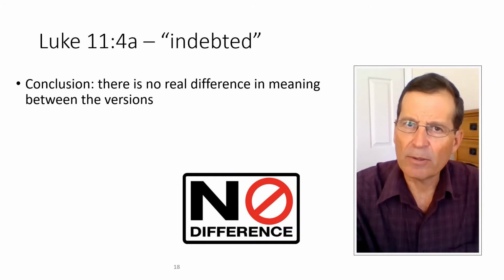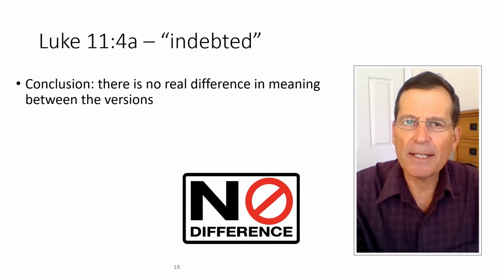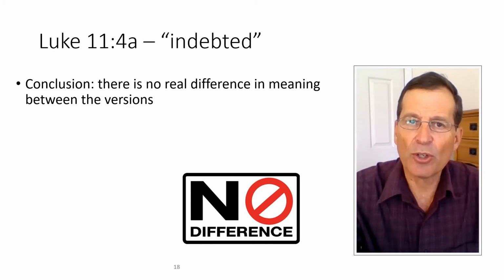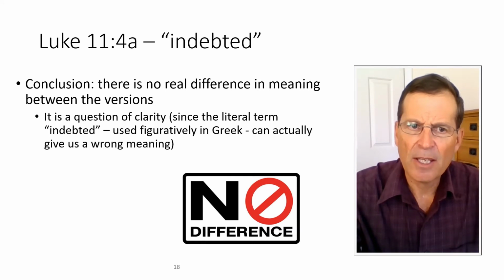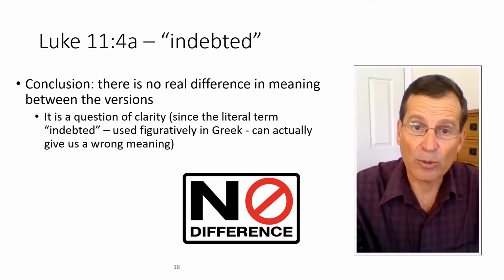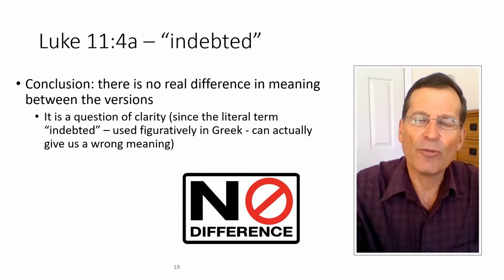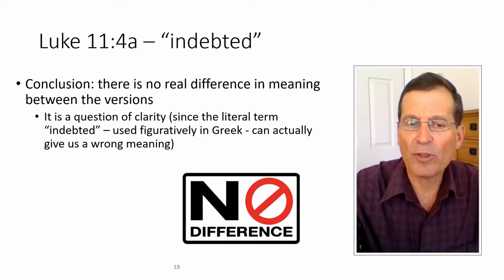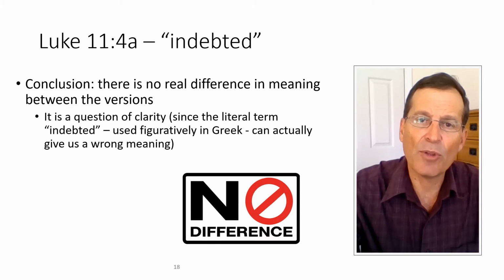So in conclusion, there is no real difference in meaning between these versions. They are not proposing two different interpretations of the text. Instead, it's a question of clarity, since that literal term indebted, which was used figuratively in Greek, can actually give us a wrong meaning today. Jesus wasn't telling us to ask God to forgive us our sin as we forgive those who owe us money, but to forgive us our sin as we forgive those who sin against us or who have done us wrong.